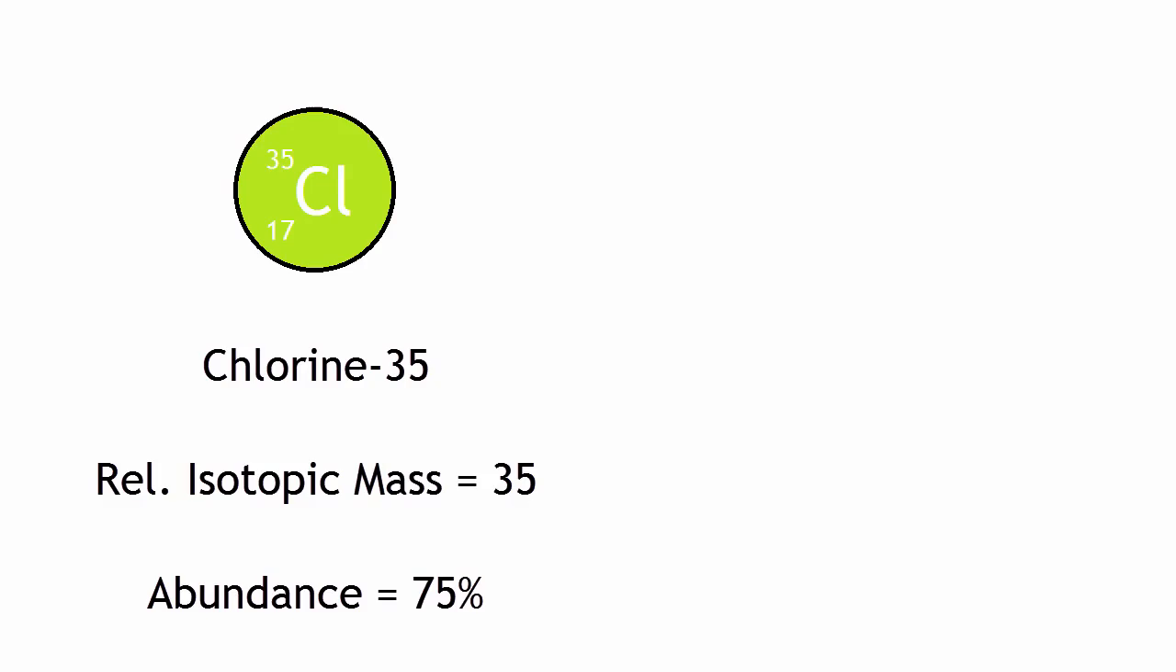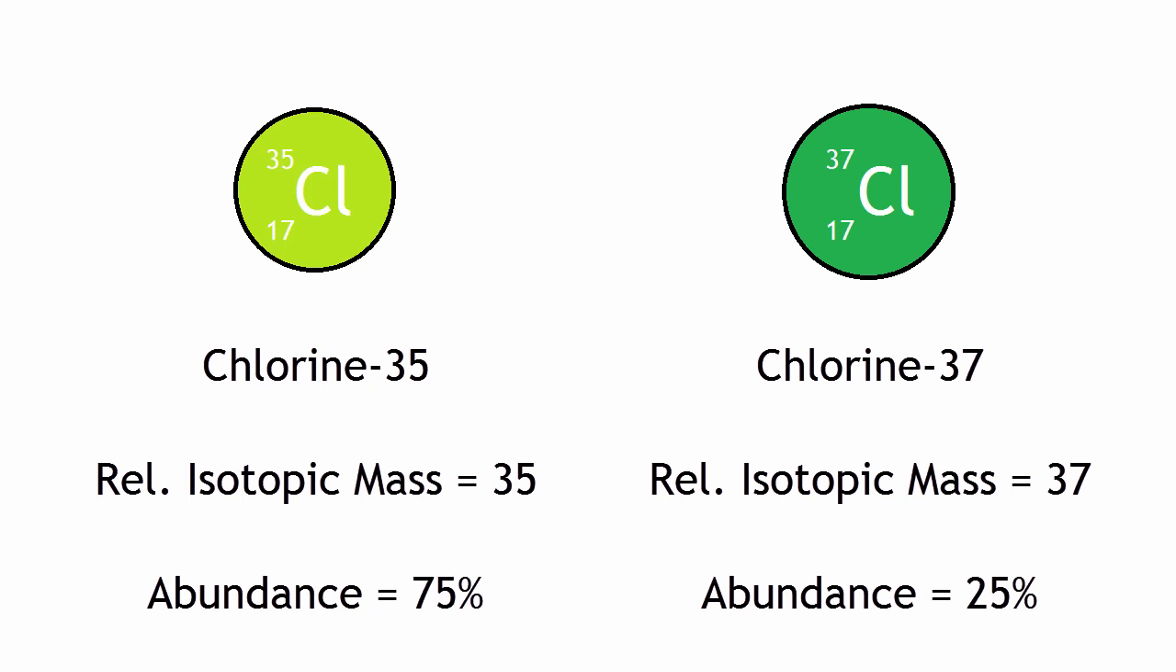Now, chlorine mostly exists as two different isotopes, chlorine-35, which exists about 75% of the time, and chlorine-37, which counts for 25% of all the chlorine atoms. Now, to find the relative atomic mass of chlorine, you would have to find the average of chlorine-35 and chlorine-37, considering the abundances of these two isotopes.